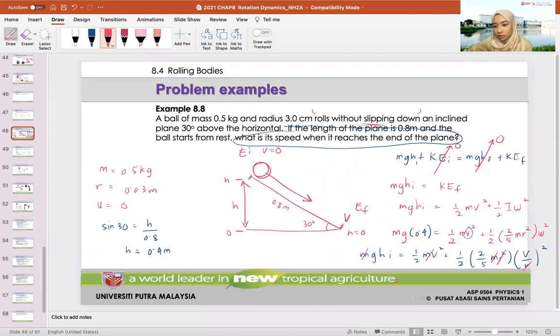So I can add these two together because they are just V squared, right? So 1 over 2 V squared plus 2 over 10 V squared equals GH. 1 over 2 tambah 2 over 5. Is it 7 over 10? I think so, 7 over 10. So let's write it over here. GH equals 7 over 10 V squared.